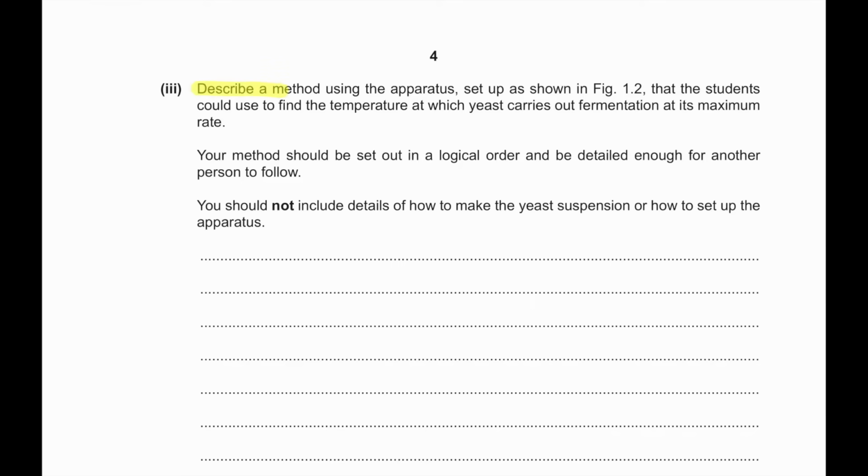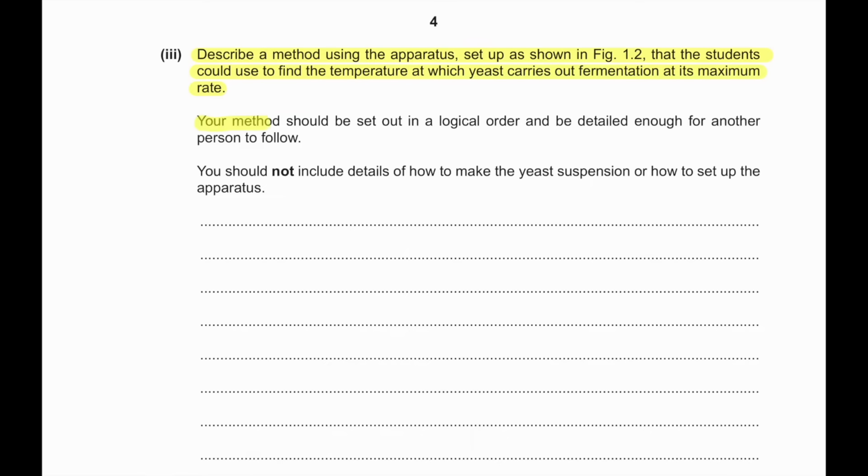Part 3. Describe a method using the apparatus set up as shown in figure 1.2 that the student could use to find the temperature at which yeast carries out fermentation at its maximum rate. Your method should be set out in a logical order and be detailed enough for another person to follow. You should not include details of how to make the yeast suspension or how to set up the apparatus.